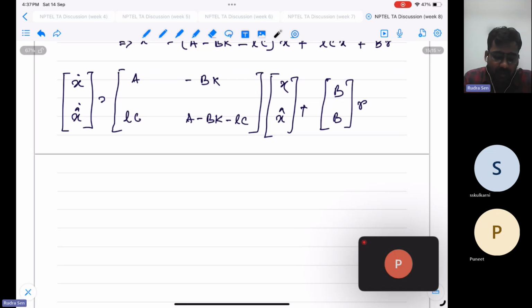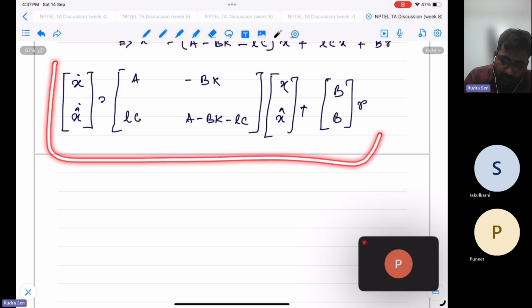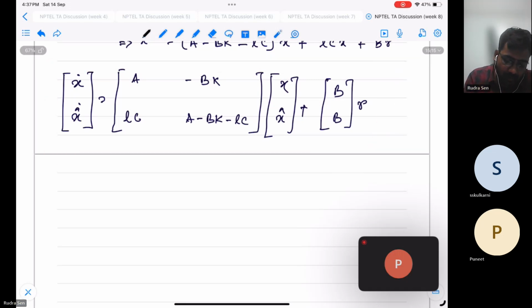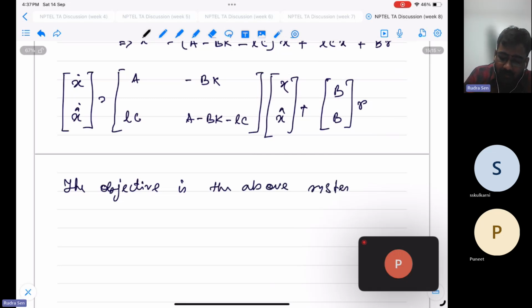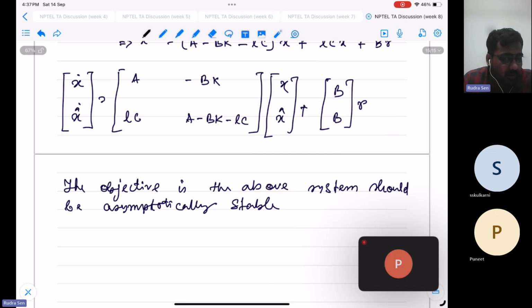Now what is our objective? Our objective is that this whole system should be asymptotically stable. So the objective is that the above system should be asymptotically stable. For that, what should our requirement be?